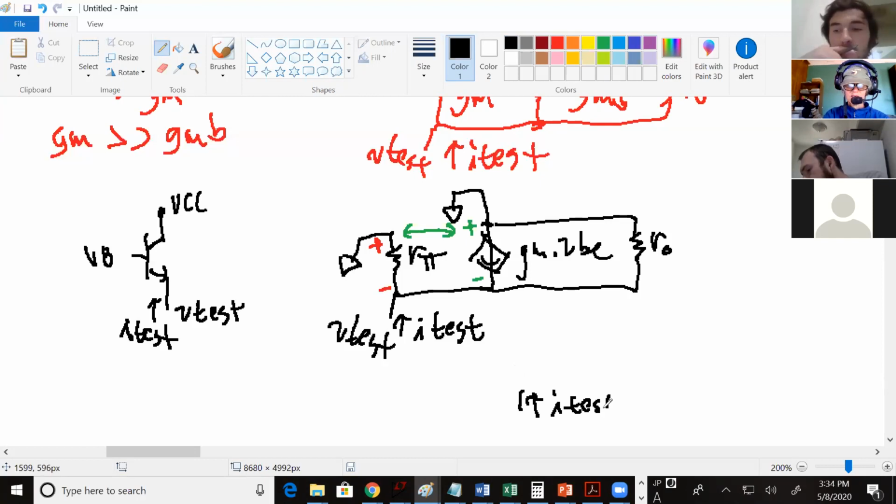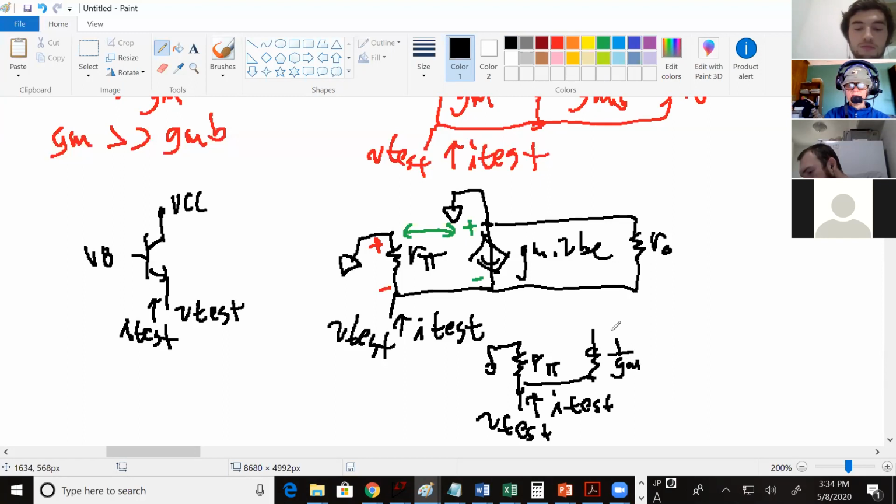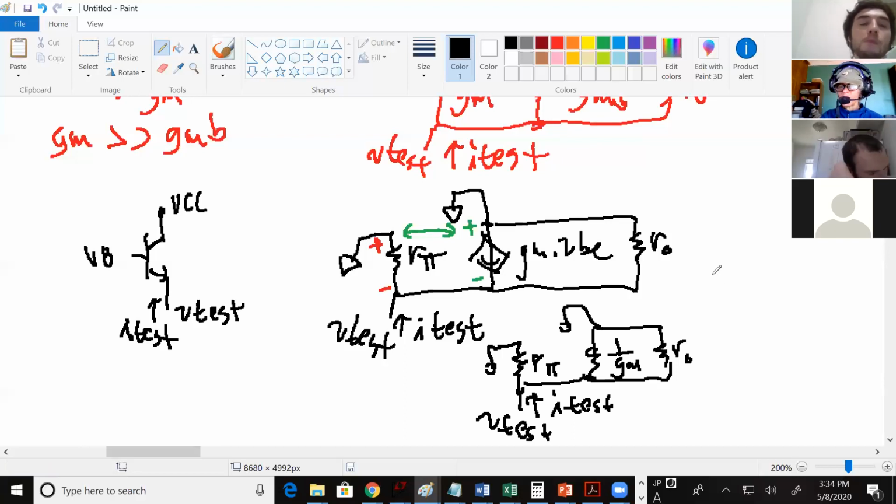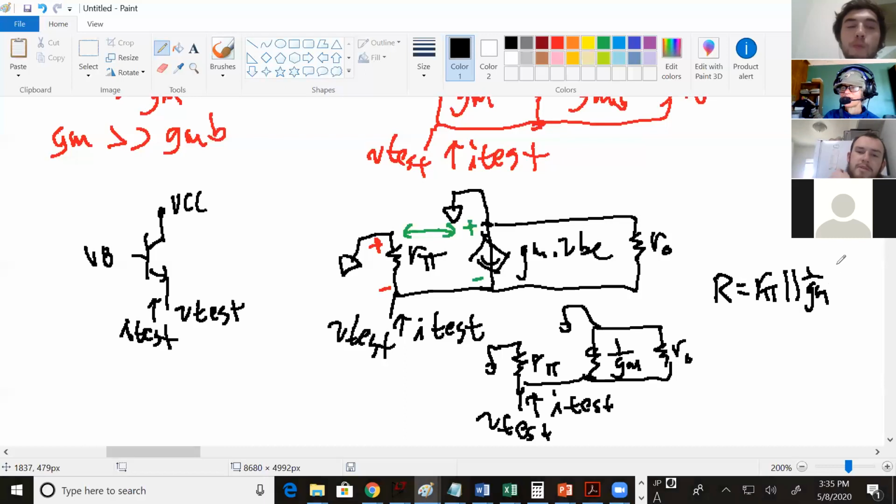So you can rewrite this as I test, the test. And that's going to go into, we have an R pi going to ground, and we have a 1 over GM going to ground, and RO going to ground. So what's your R? All of those in parallel. And then you know what's coming next, right?